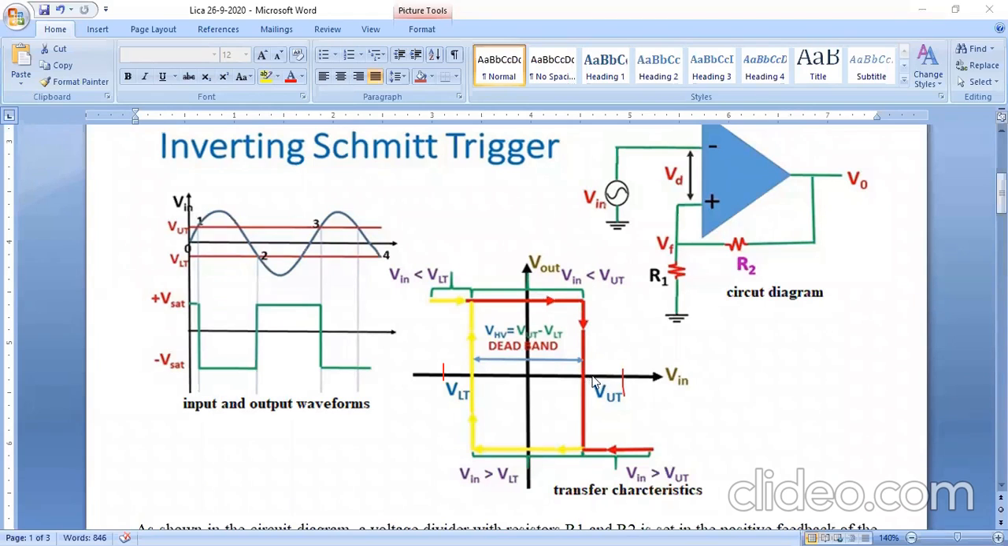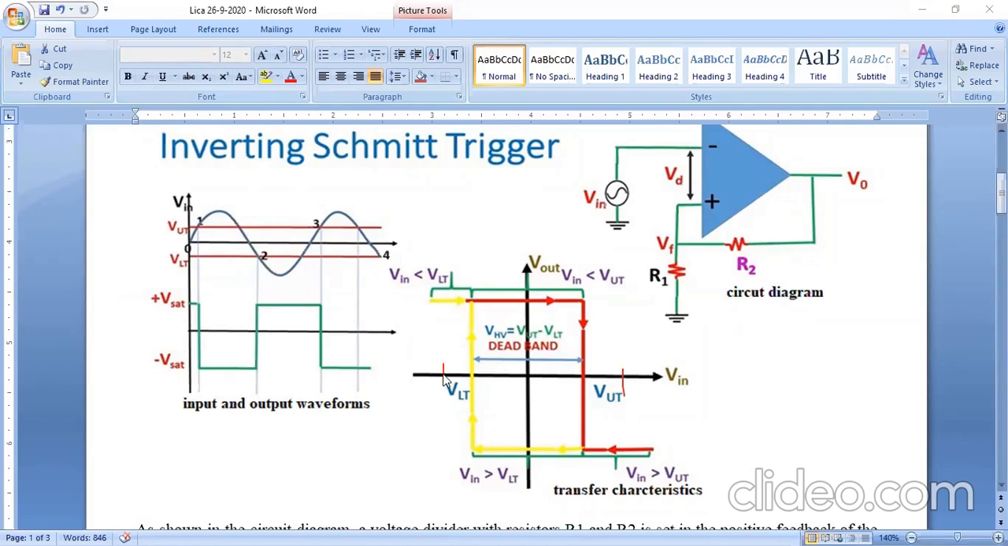Next the input voltage is greater than the upper threshold value. At this condition, we have negative saturation. Previously, the input voltage was less than the upper threshold value, and here we have positive saturation. When the input voltage is greater than the upper threshold value, here we have negative saturation. If we increase further, the input voltage reaches towards the negative.